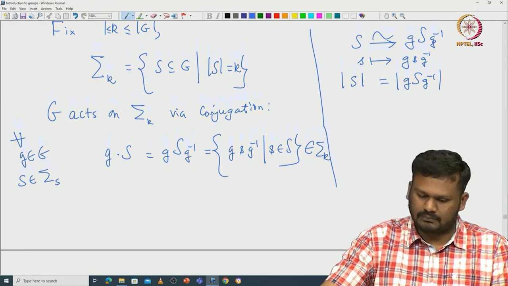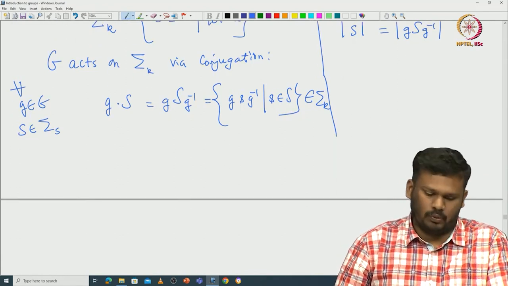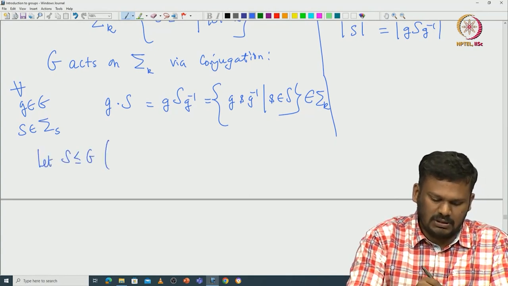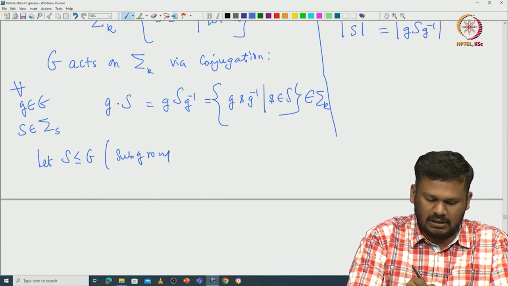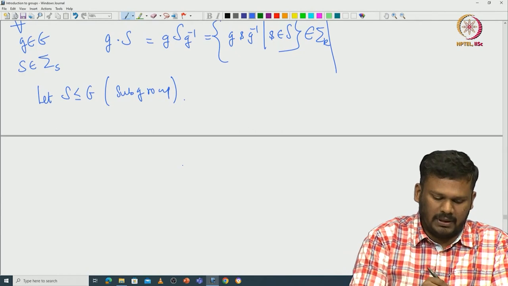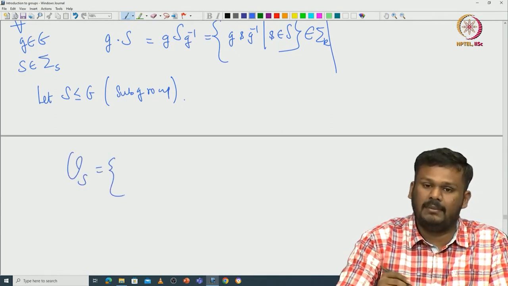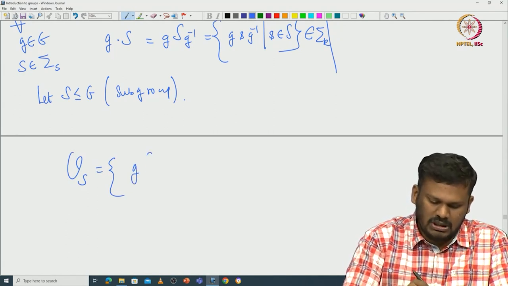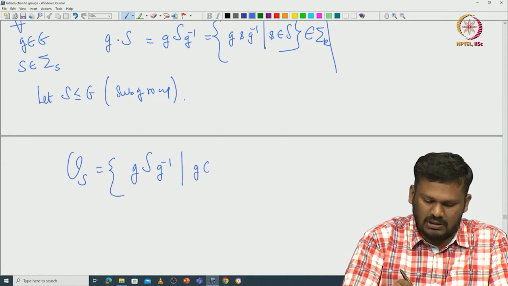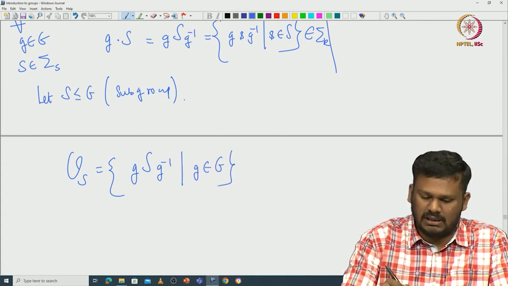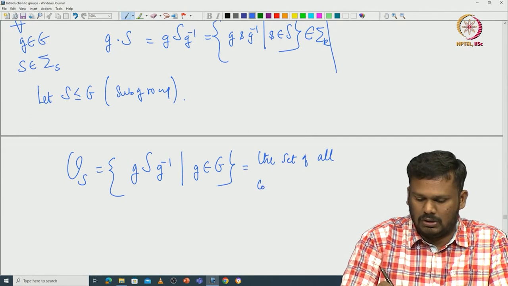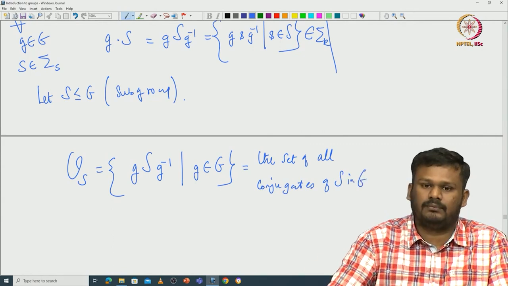So, now what happens if you take subgroups? Let us start with S being a subgroup inside G. Then what happens to the orbit? The orbit of S is going to be all images of S under the action of G, which is going to be g S g inverse where g is in G. So, this is nothing but the set of all conjugates of S in G.